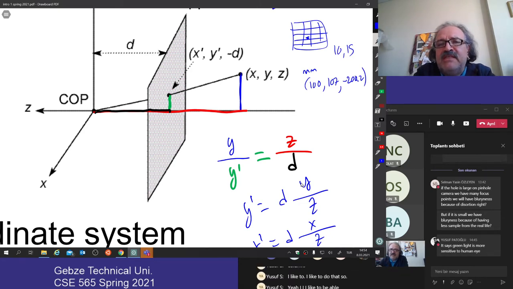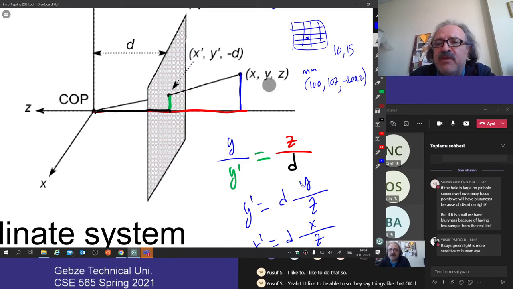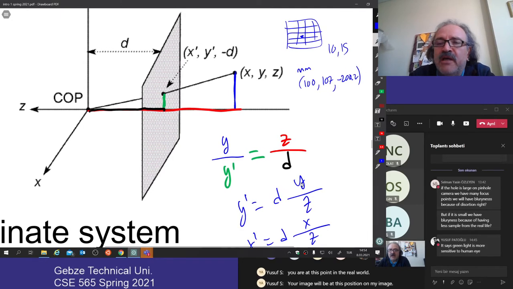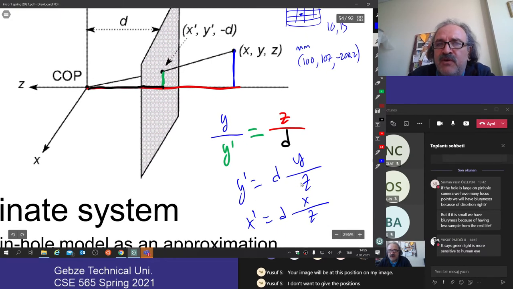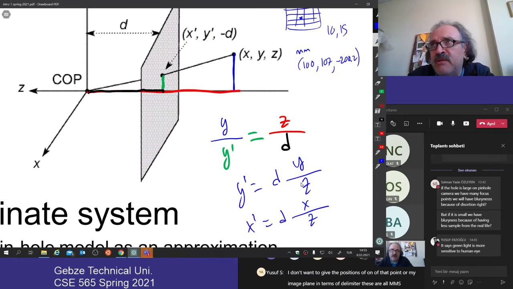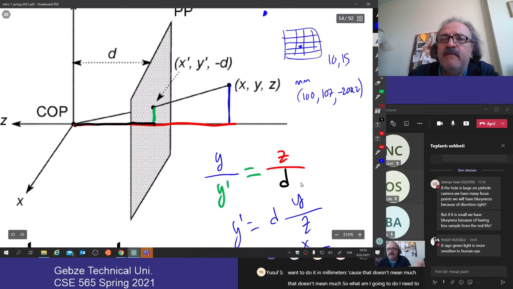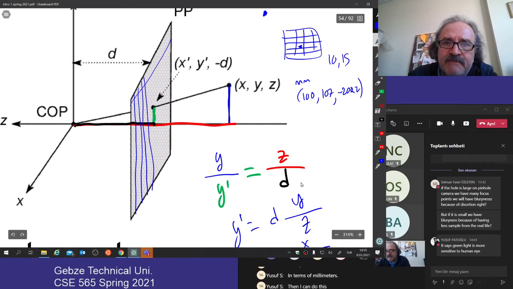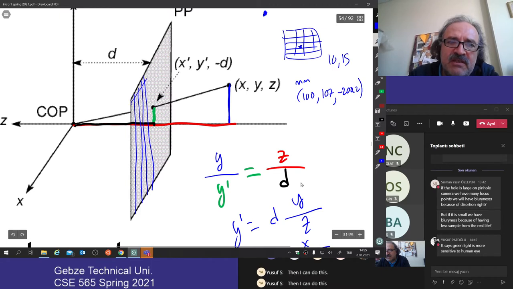I like to be able to say things like that, okay? If you are at this point in the real world, your image will be at this position on my image. I don't want to give the positions of that point on my image plane in terms of millimeters, because that doesn't mean much. So what am I going to do? I need to know the size of each pixel, right? If I know the size of each pixel in terms of millimeters, then I can do this division, and I can find it.